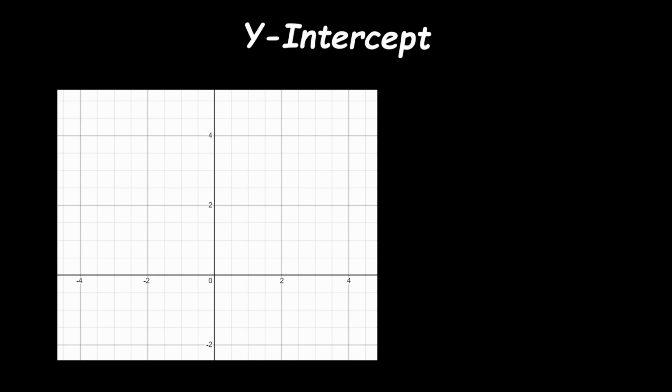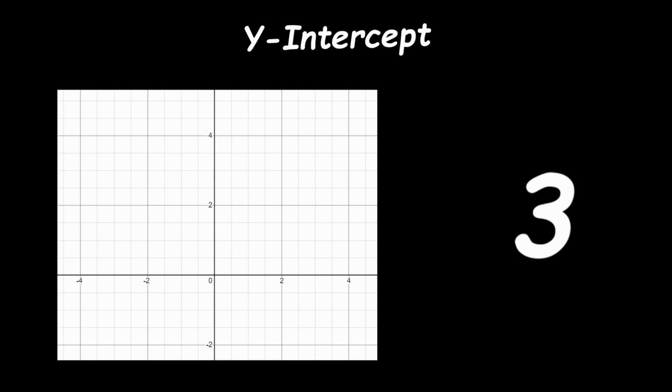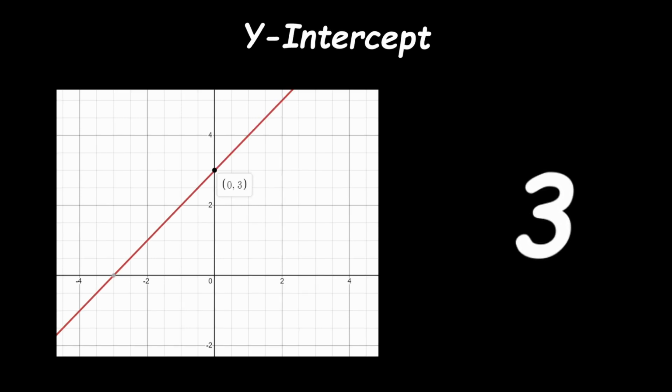So now, here's more about the y-intercept. So let's say the y-intercept was 3. So now if we were to plot down a graph, then that means the line would start at 3, or it would intercept the y-axis at 3.